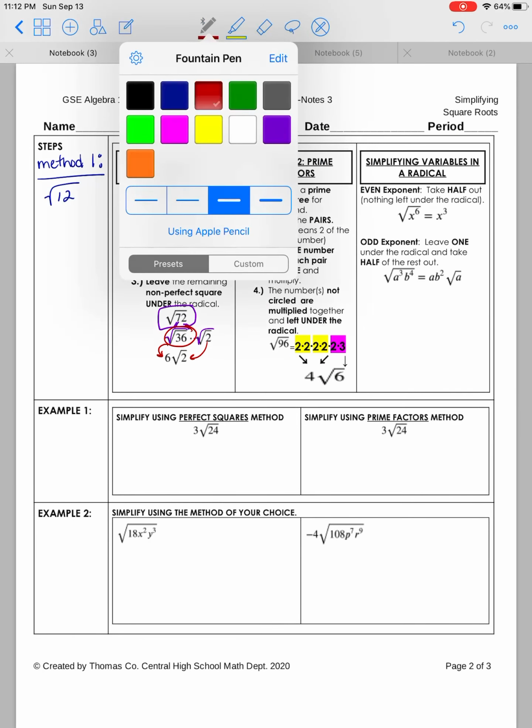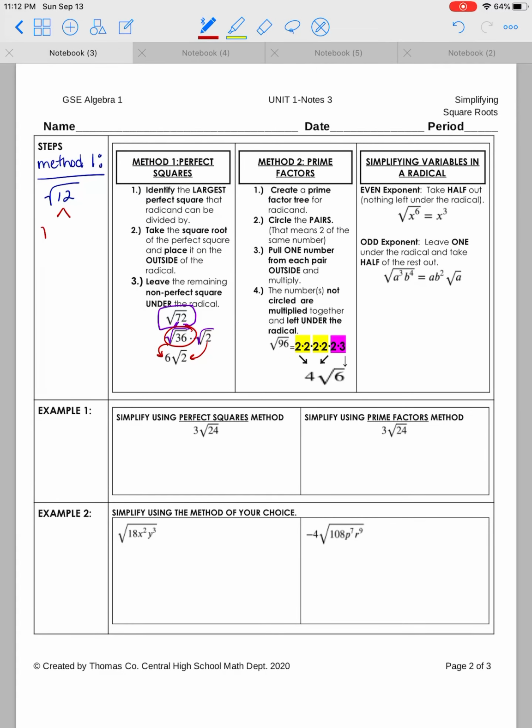So I'm going to break this down. The square root of 4 times the square root of what gives me 12? 4 times 3. Now, the 4 is my perfect square. So what number times itself gives me 4? 2. So that comes out of the radical. The square root of 3 is not a perfect square, so it's going to stay in the radical. And you have just simplified the square root of 12.